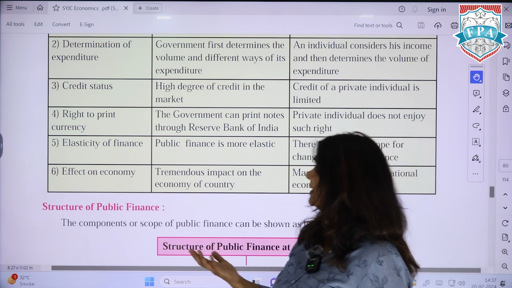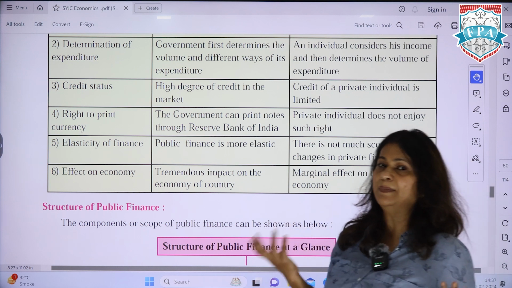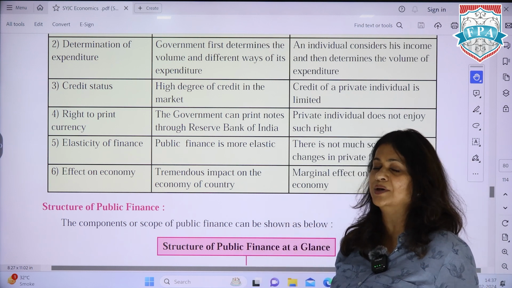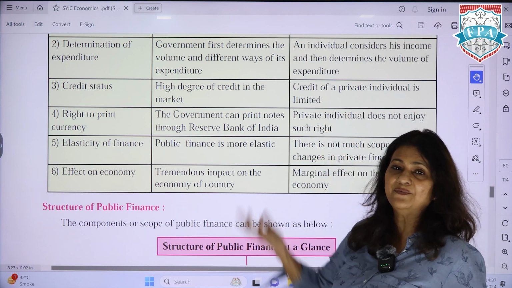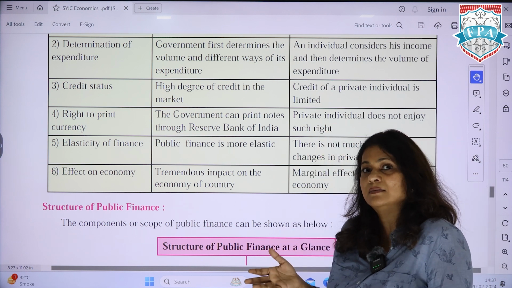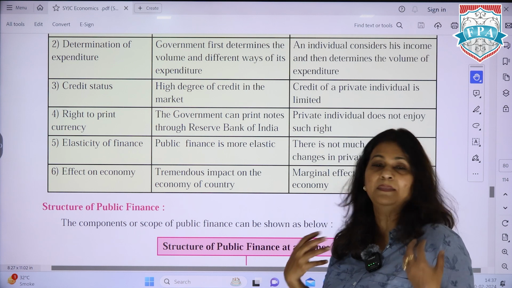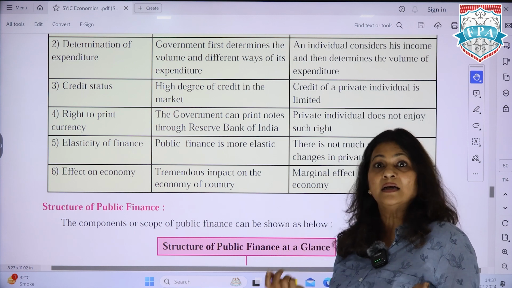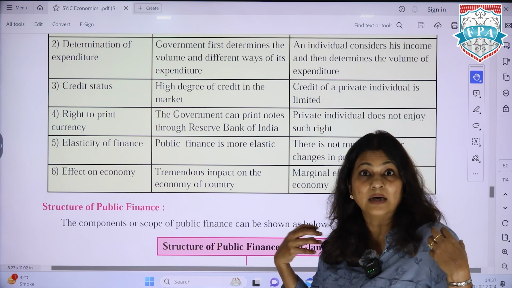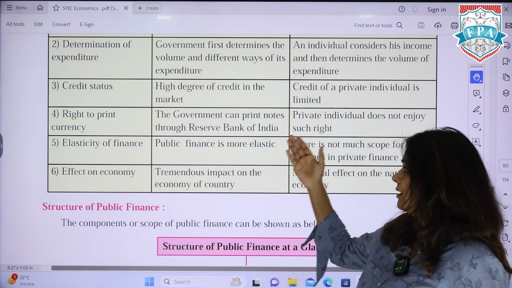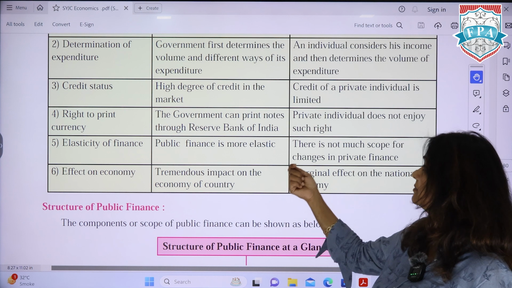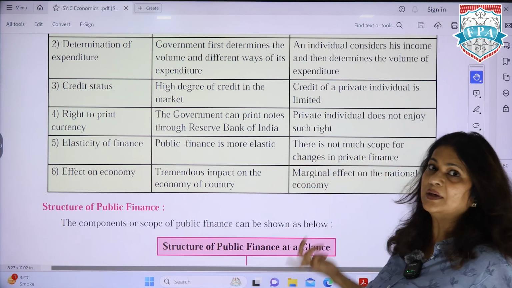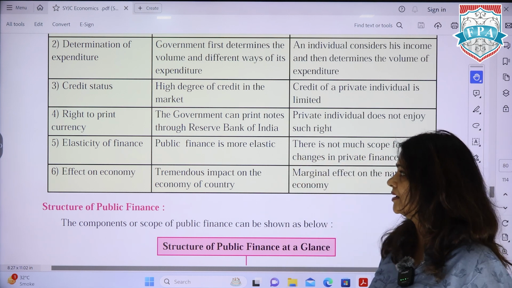The credit status, of course, when you talk about public finance, you talk about government, it enjoys a high degree of credibility. But when we talk about private finance, the credibility remains of the individual. If my finance is being talked about, then the credibility is of Anu Agarwal, right? Then government has a right to print currency, right? An individual can't do that, they can't print currency.